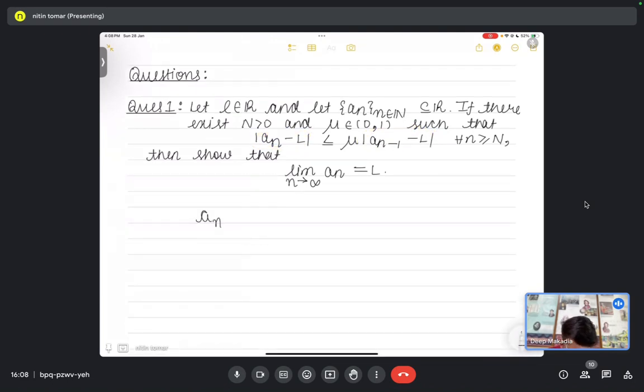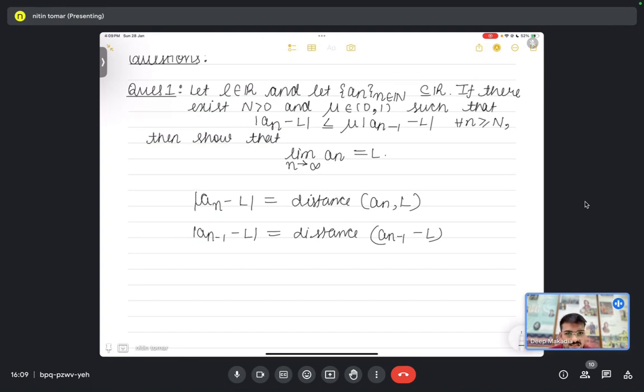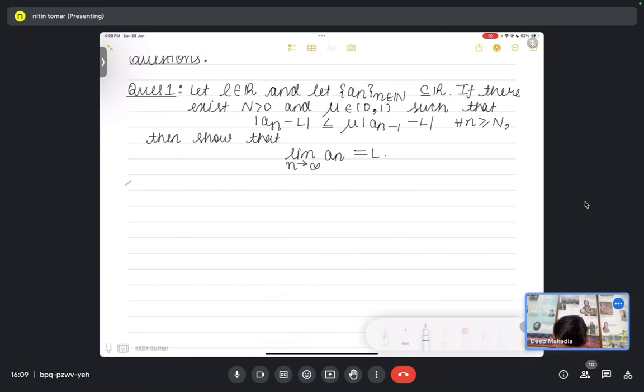You know, a_n minus L is the distance between a_n and L. Am I correct? And |a_{n-1} - L| is the distance between a_{n-1} and L. Now, this inequality is saying at every stage after capital N, the distance is getting smaller and smaller by mu. Am I correct? So this should give you some idea. This should actually converge to L. So let us try to see how it works.